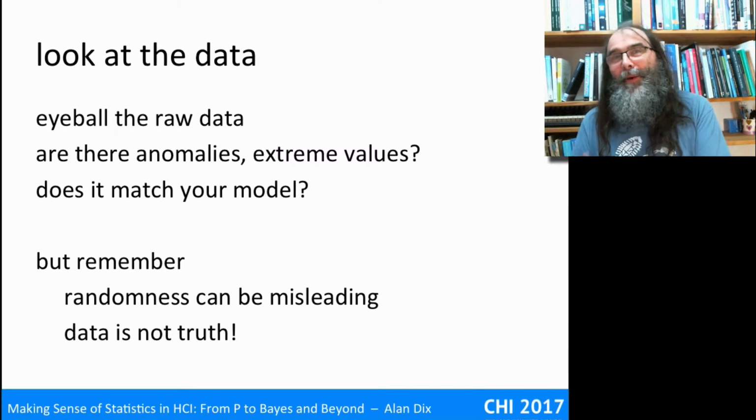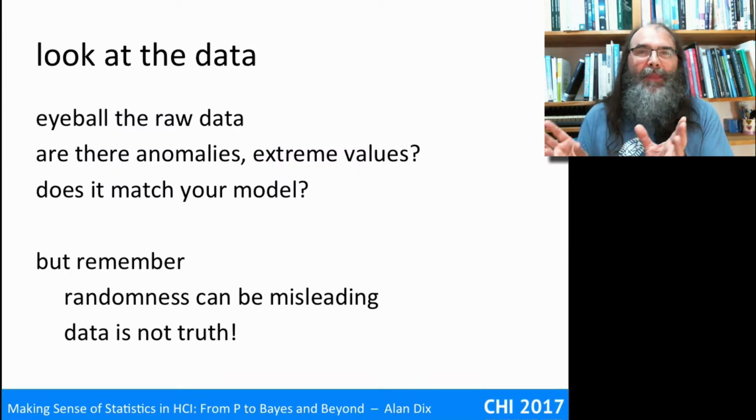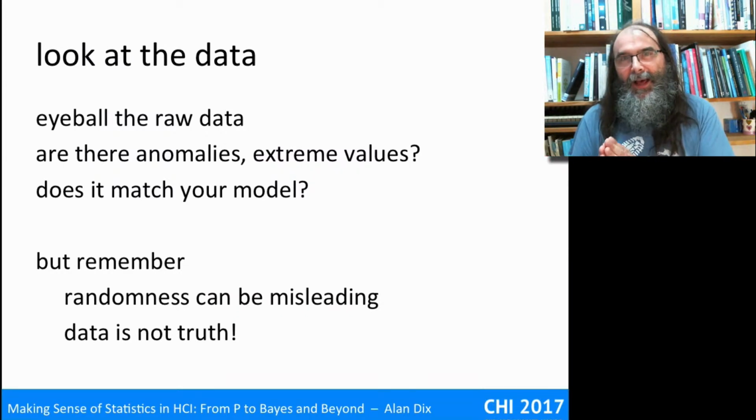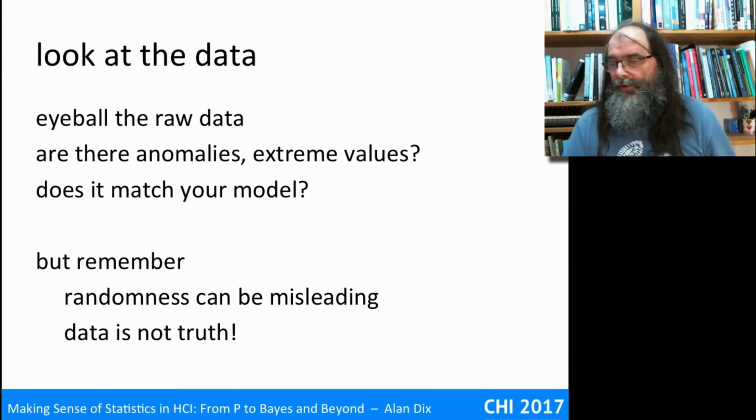The other thing to remember is that data is not truth, and I think this is true of lots of parts of this understanding course. The data itself tells you that things are happening. Understanding what that means is a job that you do in your head, and in particular, generalization is a job you do in your head.